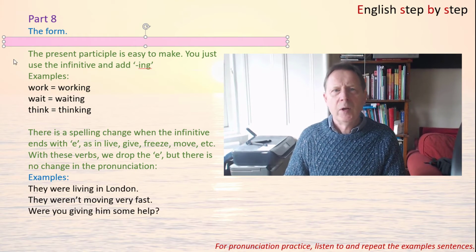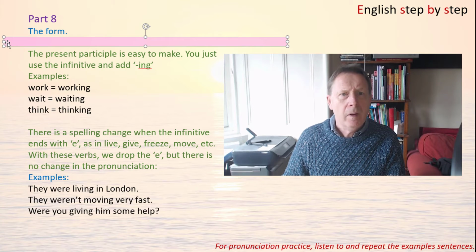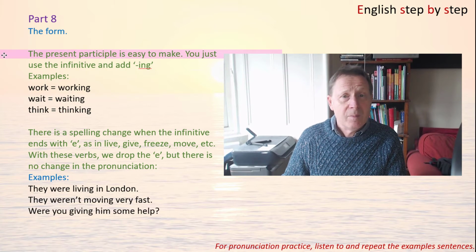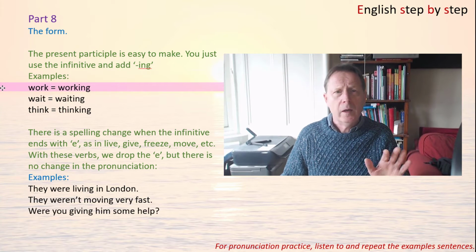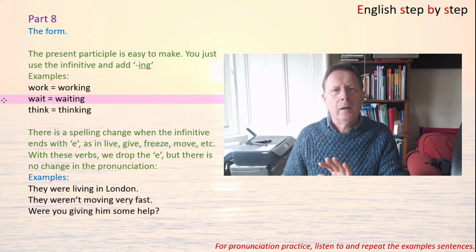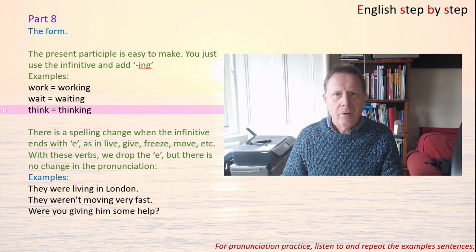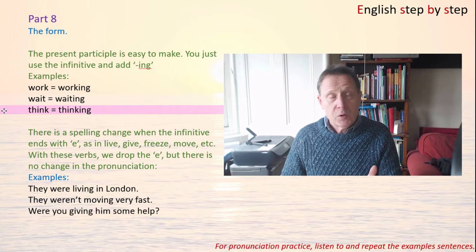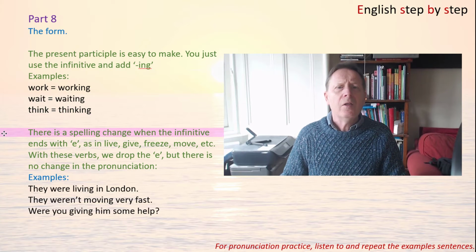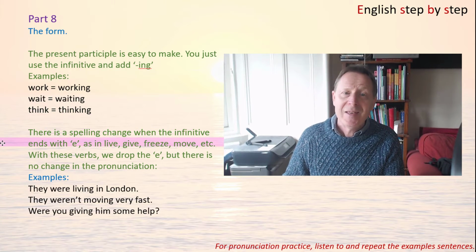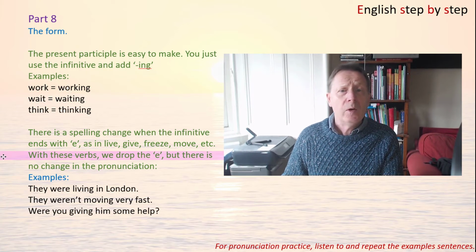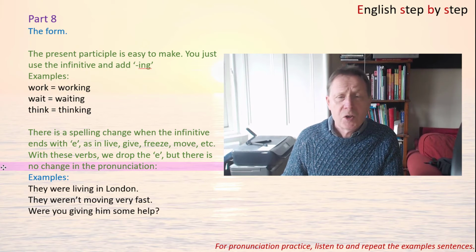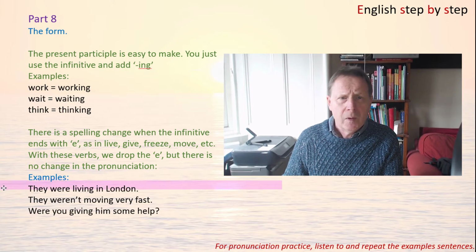So now let's just look at some other points connected to form. In other words, connected to the present participle. So that means you have the infinitive, for example, work, and you change it to working. Wait, waiting. Think, thinking. Most verbs are like this. However, there is a spelling change when the infinitive ends in E, as in live, give, freeze, move. With these verbs, we drop the E, but of course there is no change in the pronunciation.